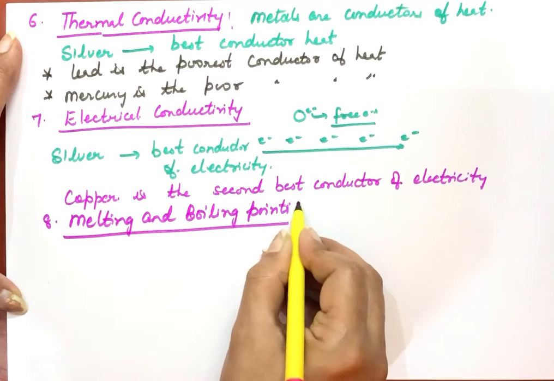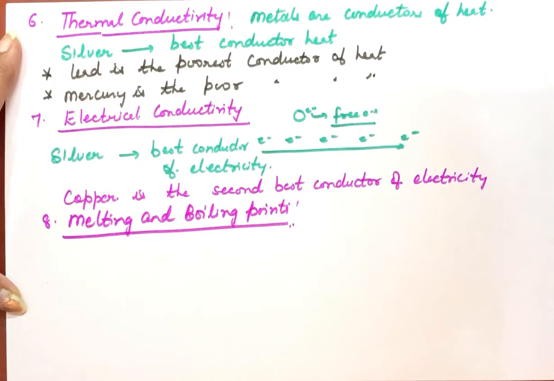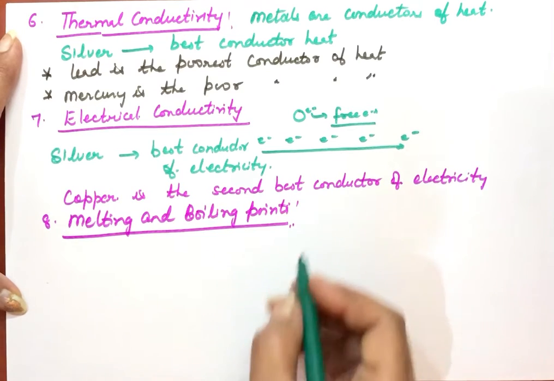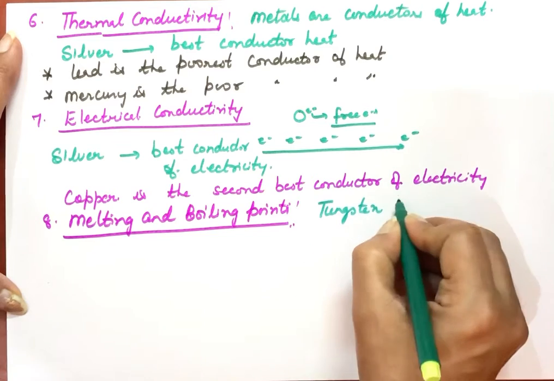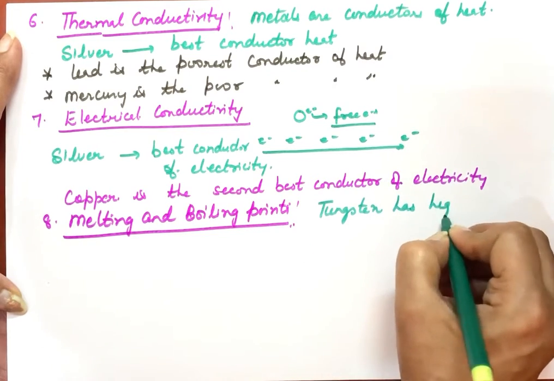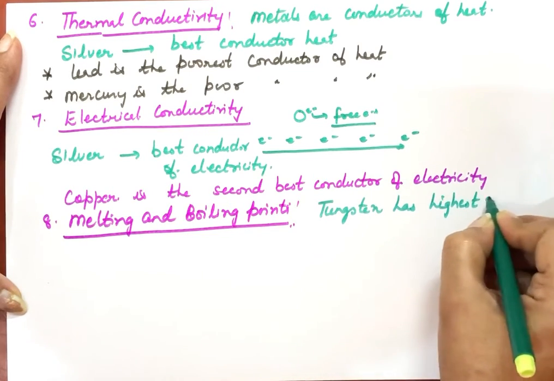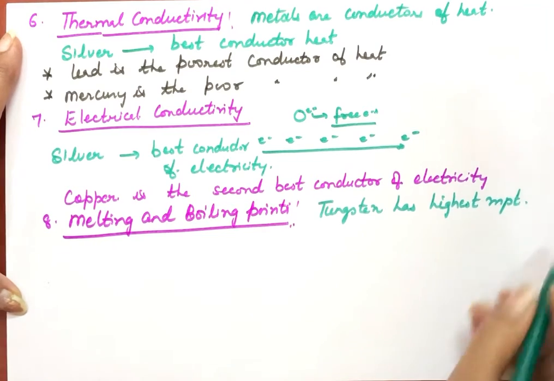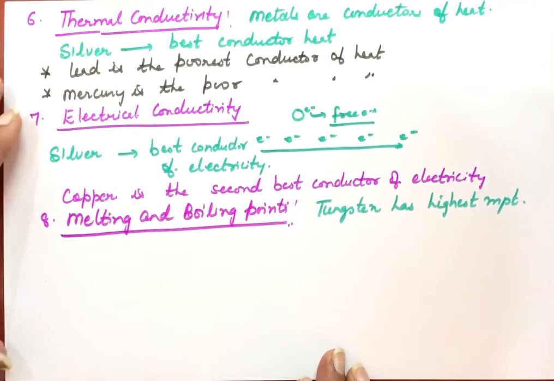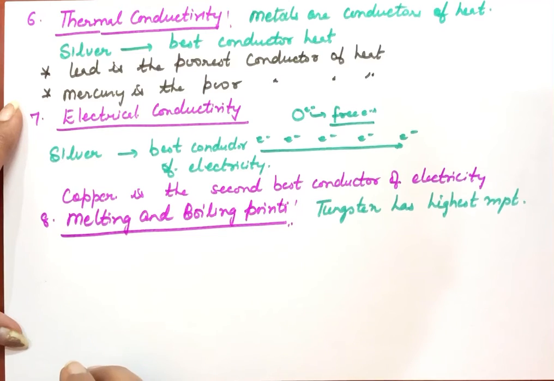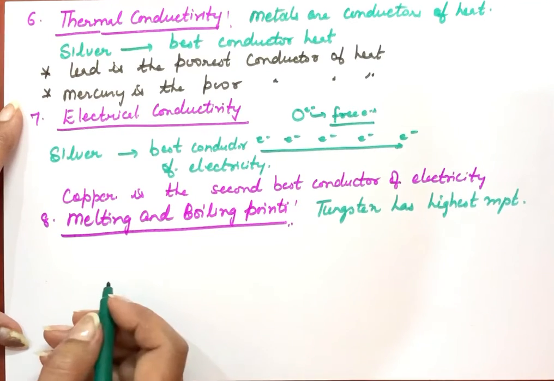Melting point means the temperature at which a solid metal will melt, it will start changing to the liquid form. Here, tungsten has the highest melting point. And why are the melting points of these metals very high? Because in metals, the atoms are linked by strong metallic bonds. So high energy is required to break these bonds, and only then will the metals melt.